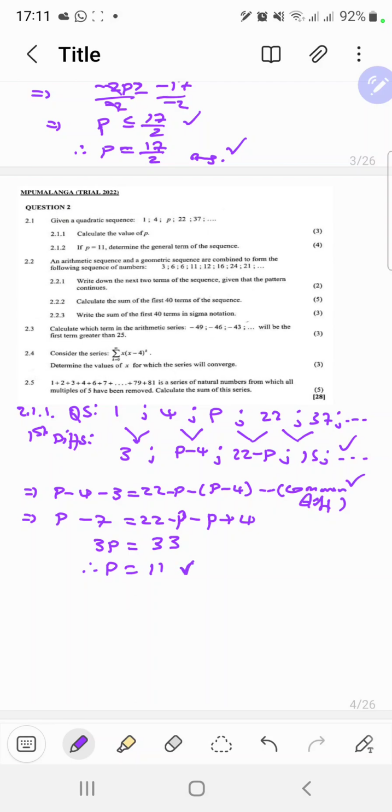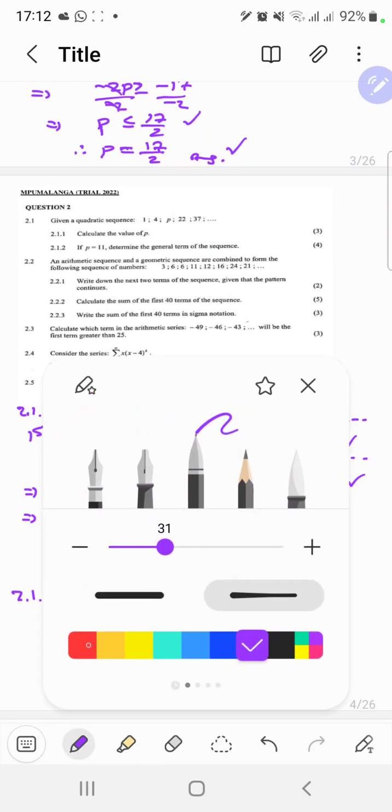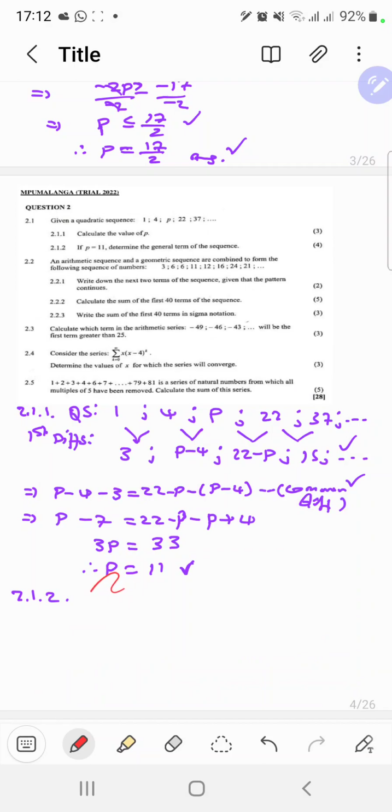The substitution won't really count. Or they may say for substituting, but it doesn't really matter. We have what they want. Okay, great stuff. And then now let's answer the next question. 2.1.2. It says now, if p is 11, which shows that this is correct, determine the general term of the sequence. Okay, not a problem. So all I know is that now we have our sequence. The original sequence is looking like this.